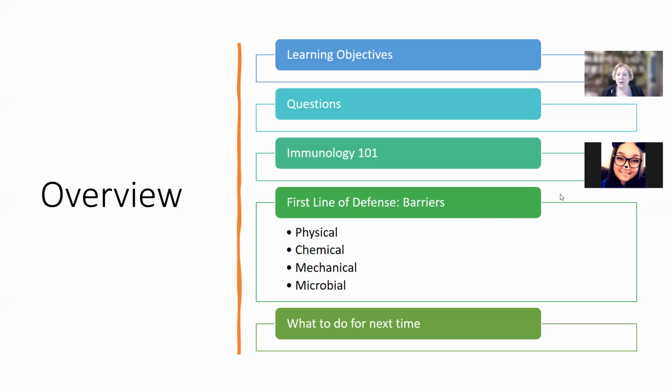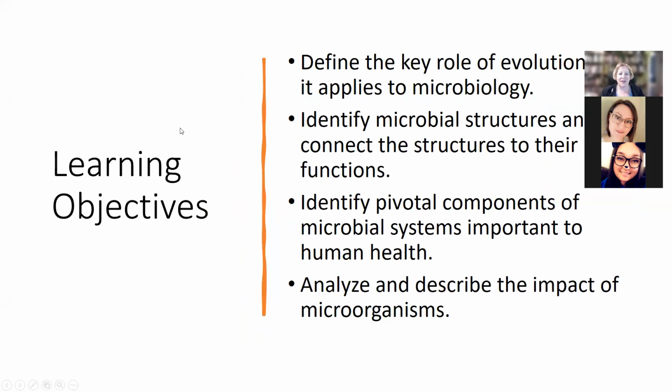Okay, so today we're going to go over the learning objectives. I'll answer any questions. And we'll do an overview that I'm calling Immunology 101. Then we'll talk about the first line of defense, the barriers. So we're going to talk about physical, chemical, mechanical, and microbial barriers. I'm going to use two different examples from the human body. And then we'll talk about what to do for next time.